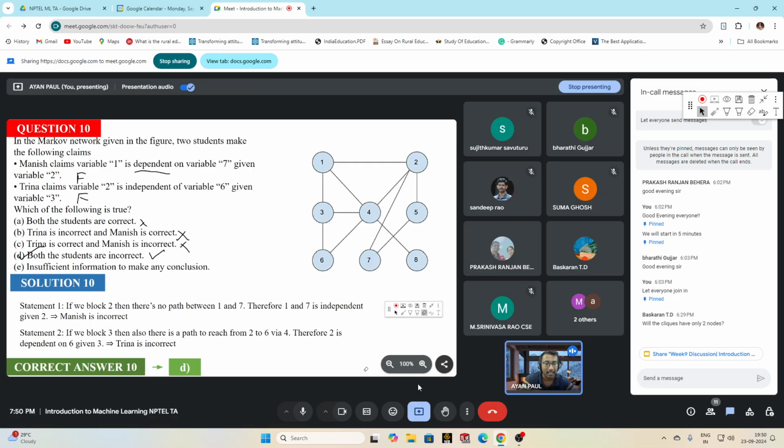So by this I am ending the session for today. I hope this Markov property, at least, is clear to all of you, and how the nodes are related to each other in a random Markov field. Previously, we have seen how the nodes are related mainly in the case of Bayesian networks, but here we have seen how the nodes are related in the case of random Markov fields.